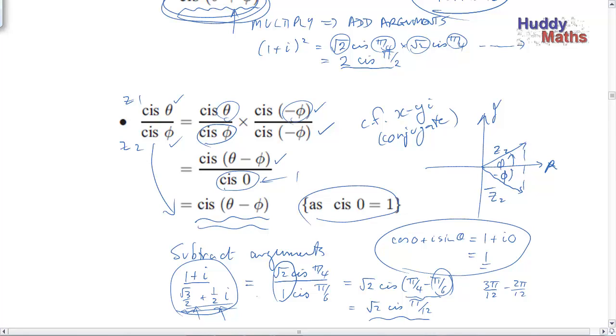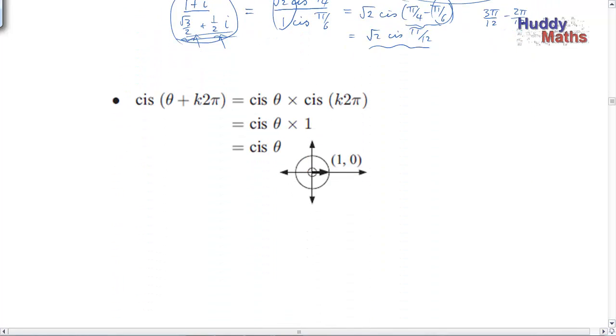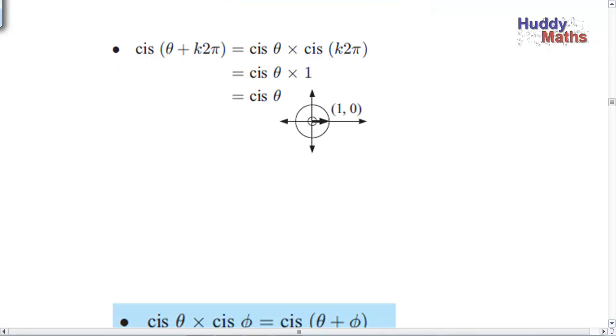Okay. So are you getting the hang of it? You can see now, perhaps, if we want to multiply or divide complex numbers, the polar form is the go. Okay. Come down and let's look at the last little property of cis.